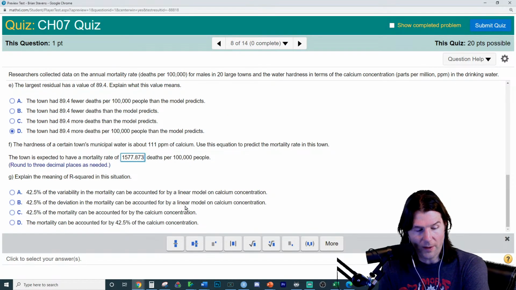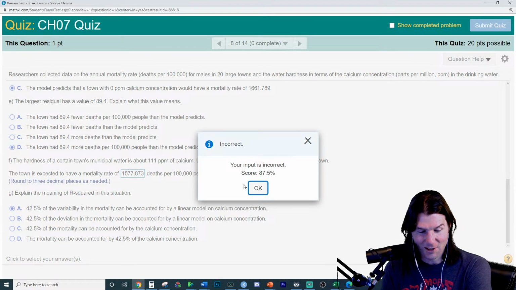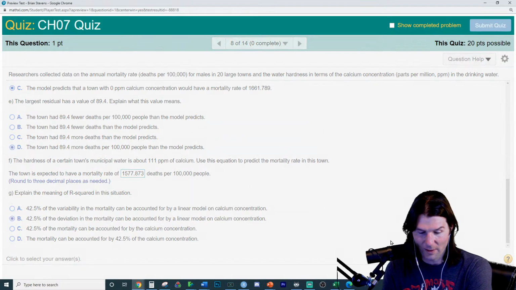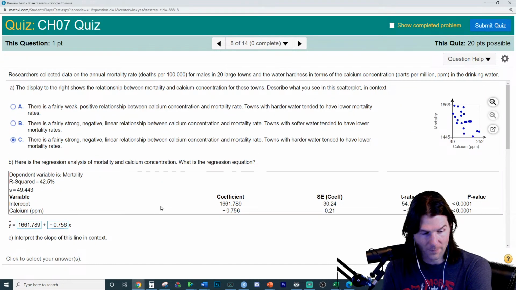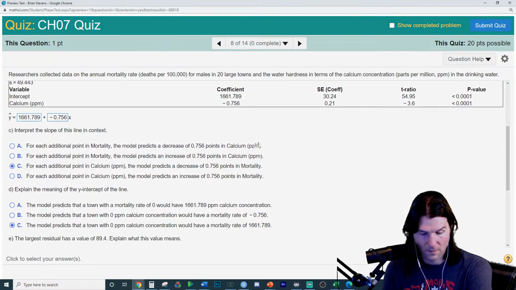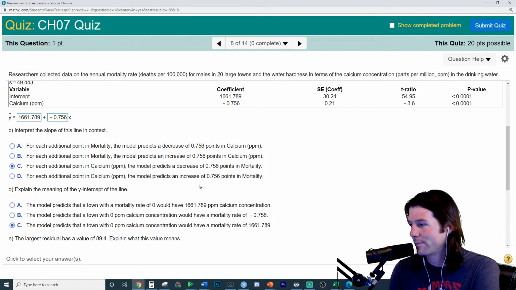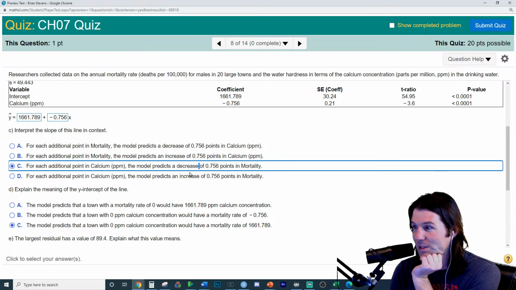So 42.5% of the variability in mortality rate can be accounted for. Wait, what's the difference between these? Oh my gosh, what did we do? The last one's right. But what did I do today? Did I take a number down incorrectly? I've done so many models, what did I do? It was this one. Man, it's so easy to make mistakes.